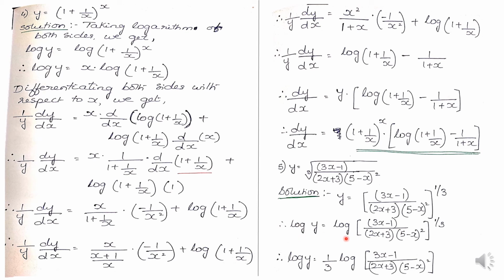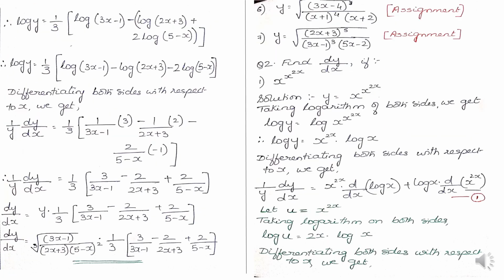And then we take log on both the sides, taking the logarithm of both sides. We are getting log y is equal to log 3x minus 1 upon 2x plus 3 into 5 minus x the whole square, the whole raised to 1 upon 3. The next step also you must have guessed by now, it is 1 upon 3 coming to the side. So 1 upon 3 into log of the whole expression we are getting.